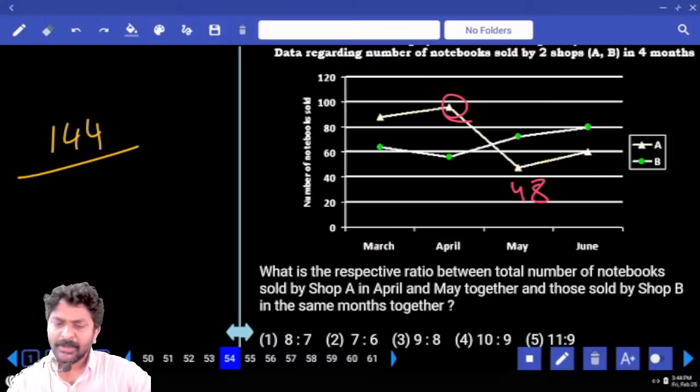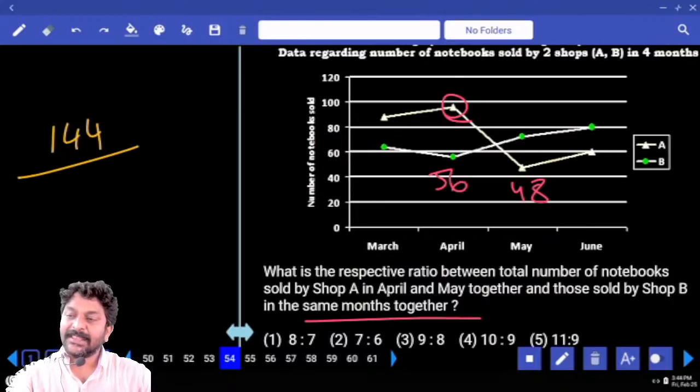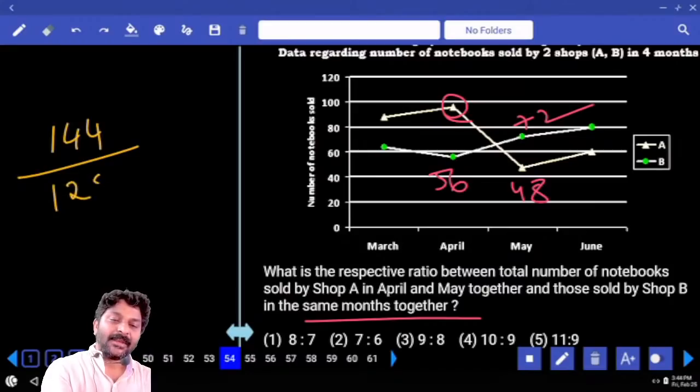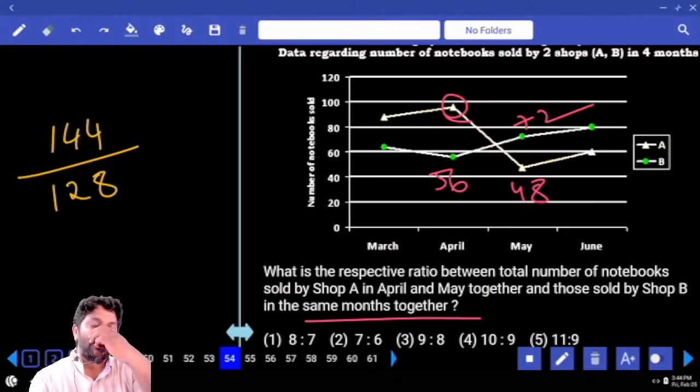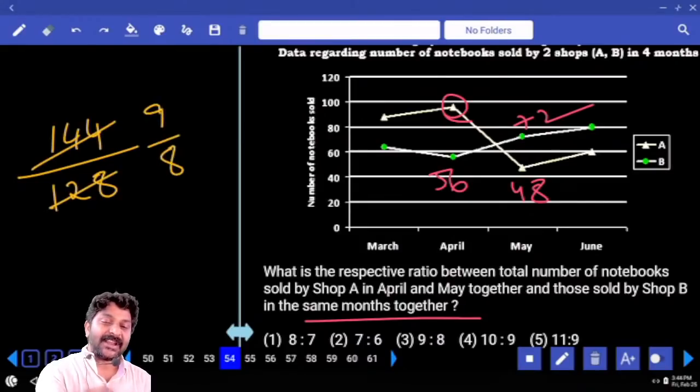And then B in the same months together. B, April it was 56, and then 72. This is 128. What is the difference between numerator and denominator? 16. 16 is 9 times and then 8 times, right? 9 by 8, third option is the answer.